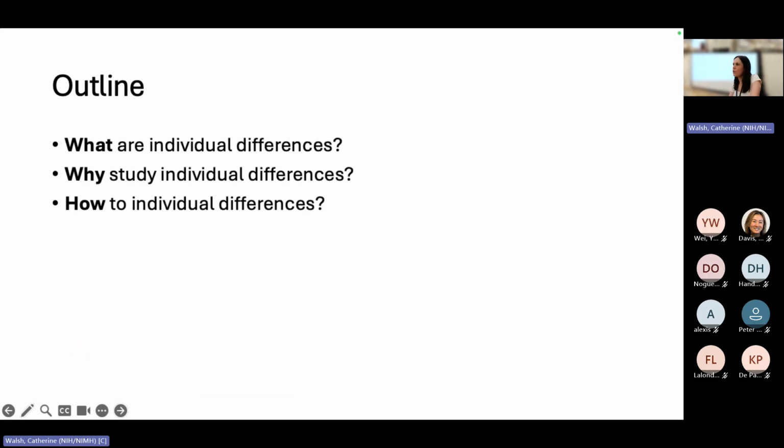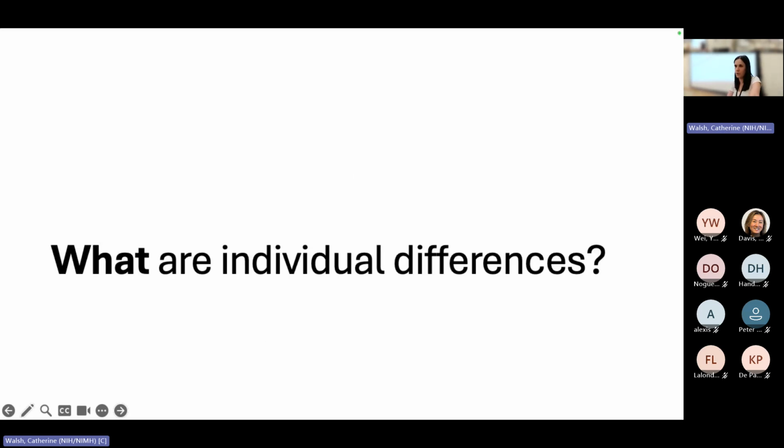So I'm going to outline just an overview of this talk. I'm going to keep it simple today. I'm going to talk about what are individual differences, why we care about studying them, and how should we be studying them. So to start out, what are individual differences?